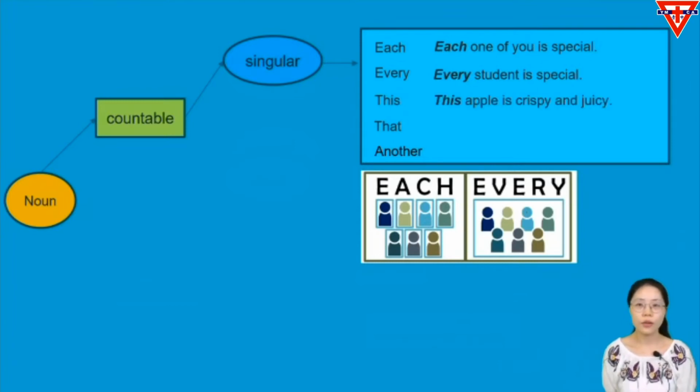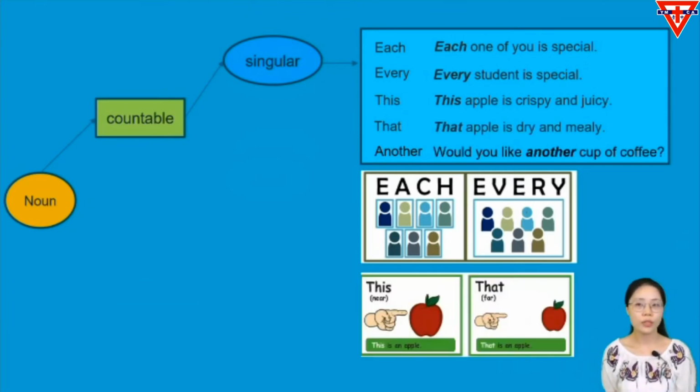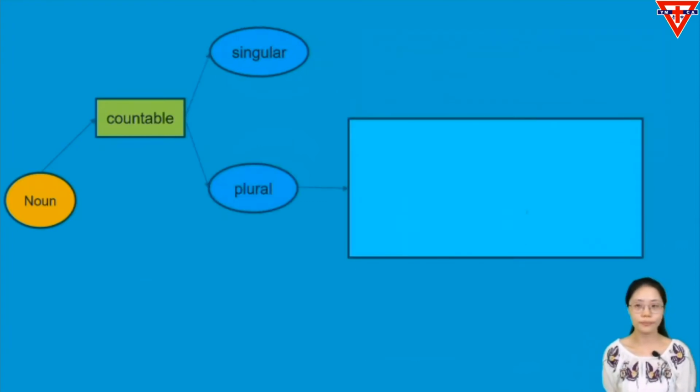And what is the difference between this and that? We use this to point out a person or object which is close to you, and we use that to point out a person or an object which is far from you. Another one, another. Another means one more or an alternative. Would you like another cup of coffee means do you want more coffee or do you want extra coffee?